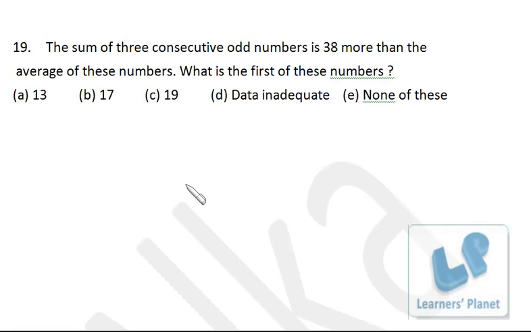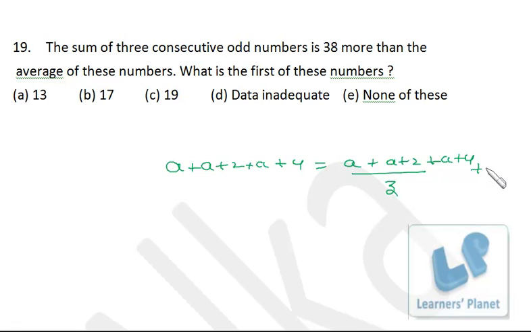Sum of three consecutive odd numbers, I assume the numbers to be a, a plus 2 and a plus 4, right? So the sum of three consecutive numbers is this, and it is 38 more than their average. So that is a plus a plus 2 plus a plus 4, by 3. That's the average, and it is plus 38. Okay, so we have to find out the first of these three numbers. I assume this entire quantity to be x.